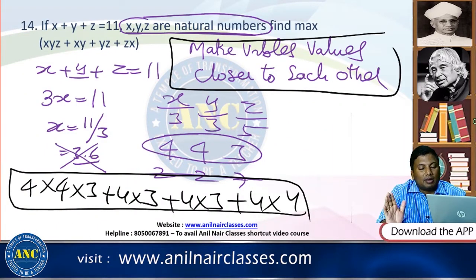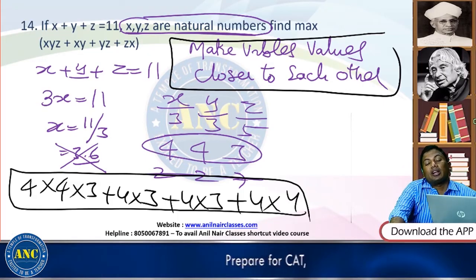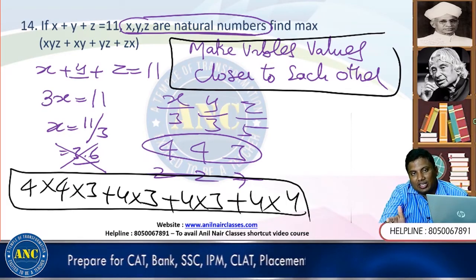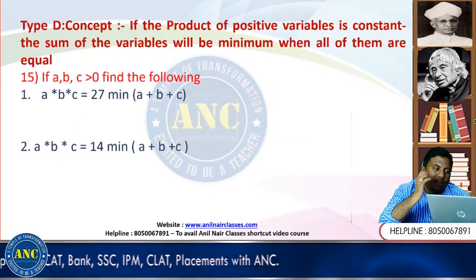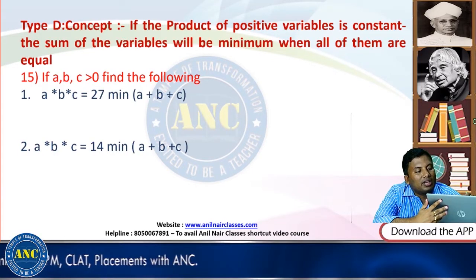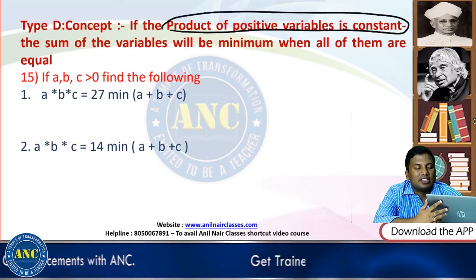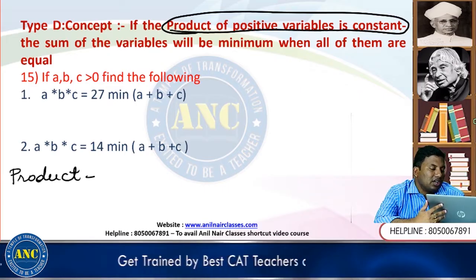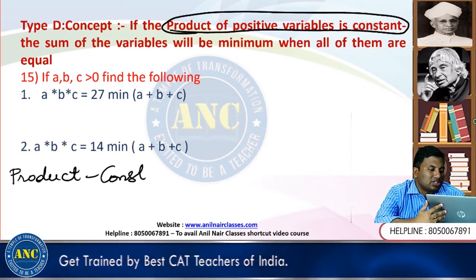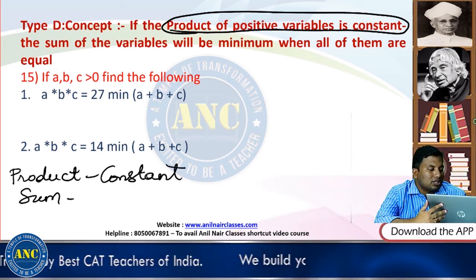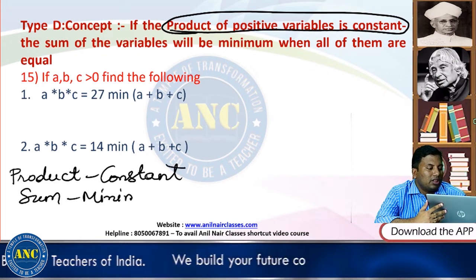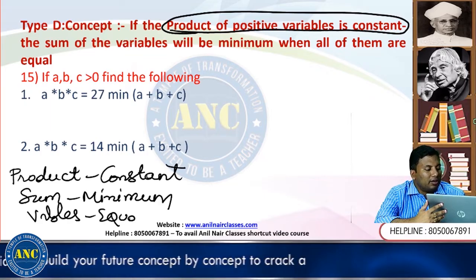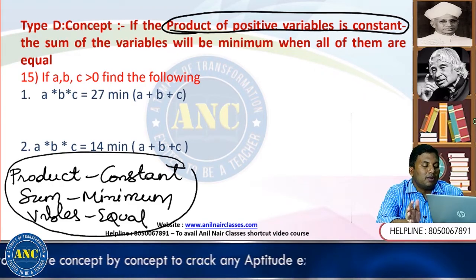If the sum of the variables is constant, product will be maximum when the variables are equal. Next, it is the reverse case: if the product of the variables is constant, sum will be minimum when the variables are equal.